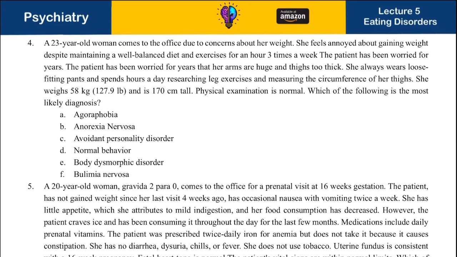A 23-year-old woman comes to the office due to concerns about her weight. She feels annoyed about gaining weight despite maintaining a well-balanced diet and exercises for an hour 3 times a week. This is normal. The patient has been worried for years that her arms are huge and her thighs are too thick. She always wears loose-fitting pants and spends hours a day researching leg exercises and measuring the circumference of her thighs. This is not normal.